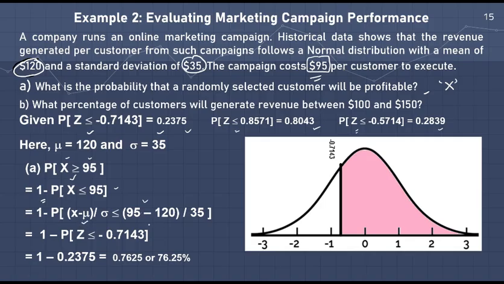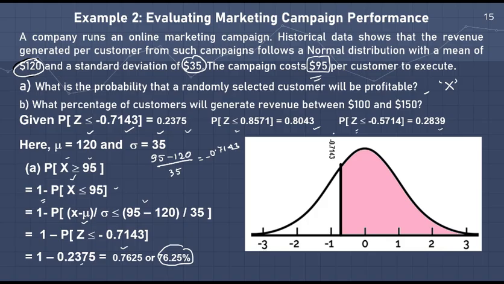So here we have the Z value, and if we compute 95 minus 120 divided by 35, you will find that the value is minus 0.714, that is minus 0.7143. And the table value is 0.2375. So 1 minus 0.2375 gives you 0.7625, that is 76.25%. So the probability that a randomly selected customer will be profitable is quite high, about 76%.